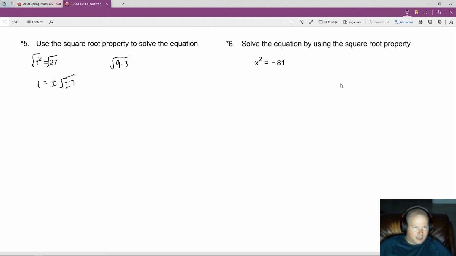So 27 divided by 9 is 3. You take the square root of 9, multiply by the square root of 3. Square root of 9 is 3. 3 square roots of 3, right? T is equal to plus or minus 3 square roots of 3.